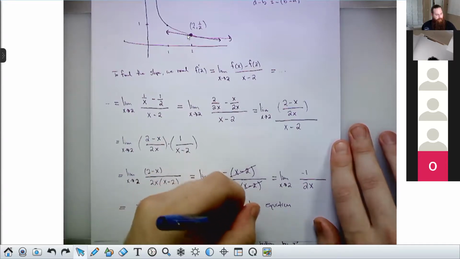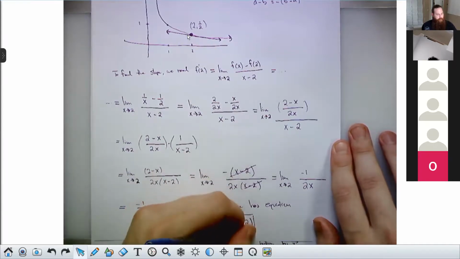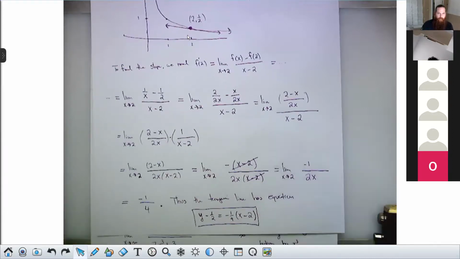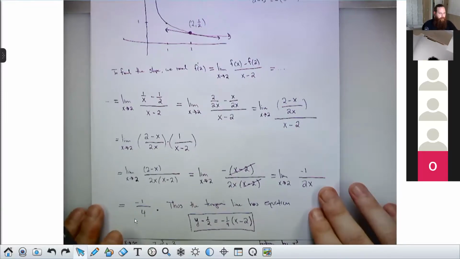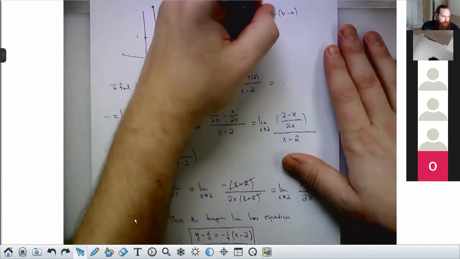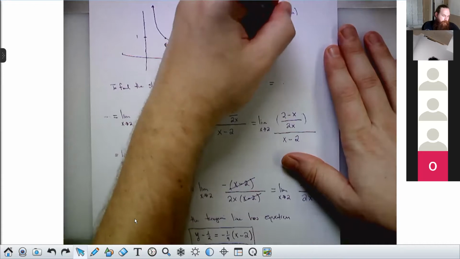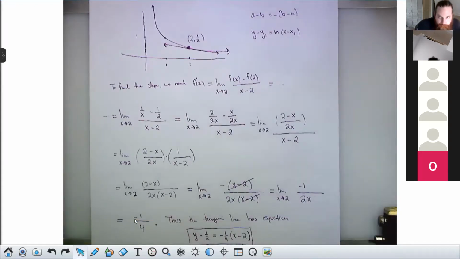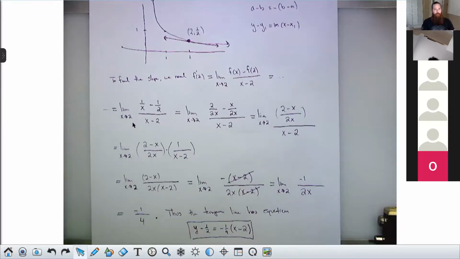So this is the equation of the tangent line. And it's just coming from the point slope formula for a line with the point we were given and the slope that we calculated. Remember, the point slope form of a line in general is y minus y1 equals m times x minus x1. Okay.